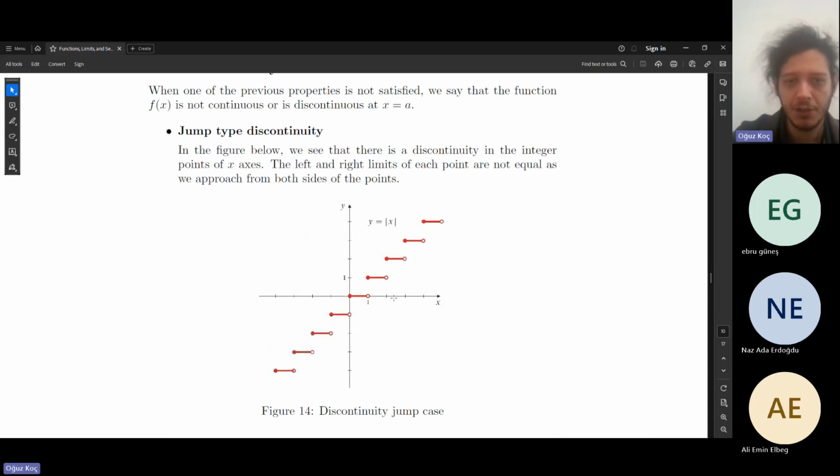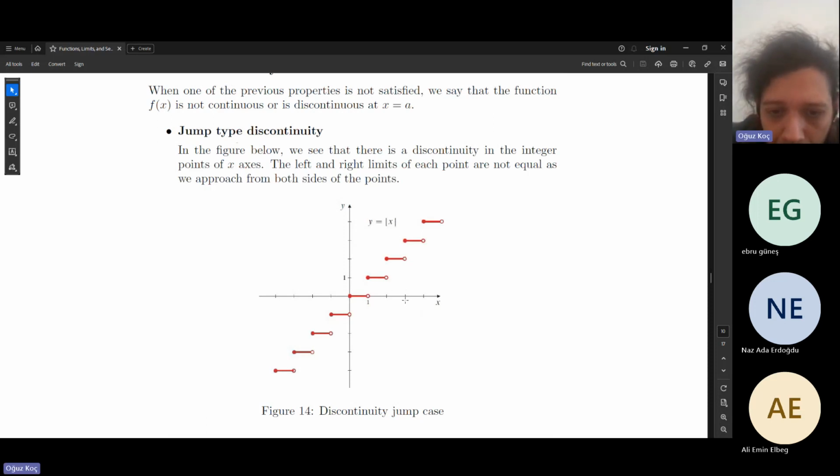As seen in the figure, we say that there is a discontinuity at the integer points of the x-axis, like 1, 2, 3, and 4, because if you look at the integer points, if we approach 1 on the x-axis from the left-hand side, it is actually approaching 0. But when we approach 1 from the right-hand side, it is actually approaching 1 on the y-axis. We can check that on the other points.